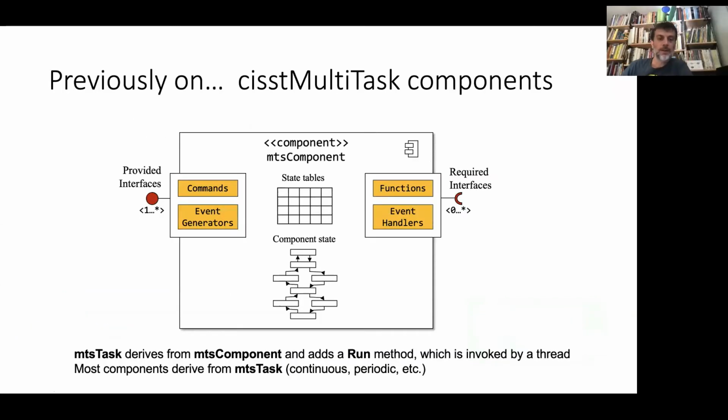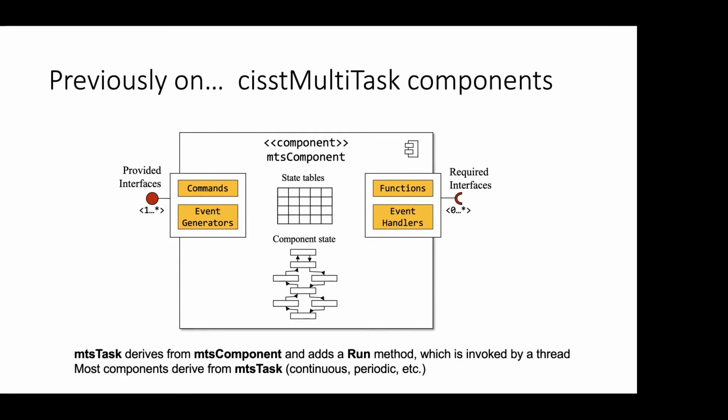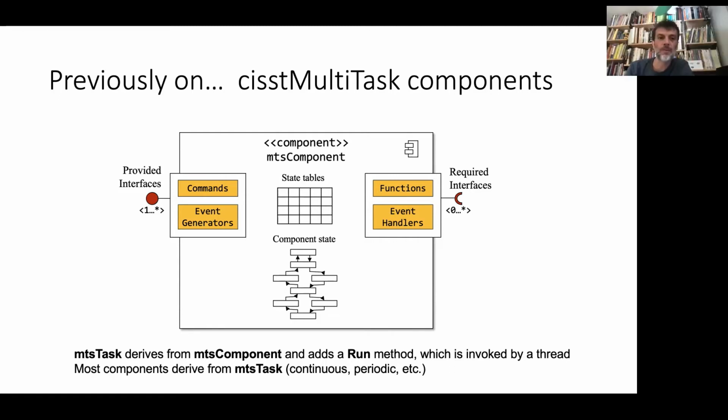So previously on the cisst multitask topic, we introduced the cisst multitask component. I think the key elements to remember is the ability to have a provided interface, which is a list of commands and also events that can be used for an upper layer application. Built-in mechanisms to deal with thread safety, including state tables and command queues. And the fact that components can be either on the server producer side or on the client consumer side.